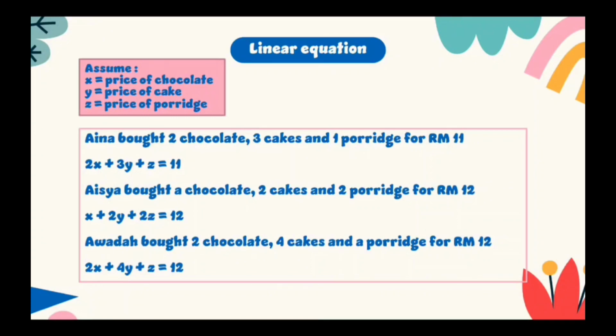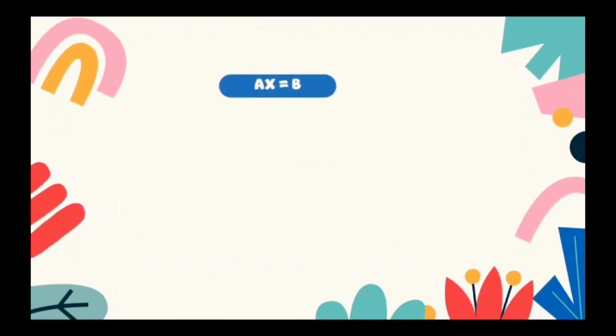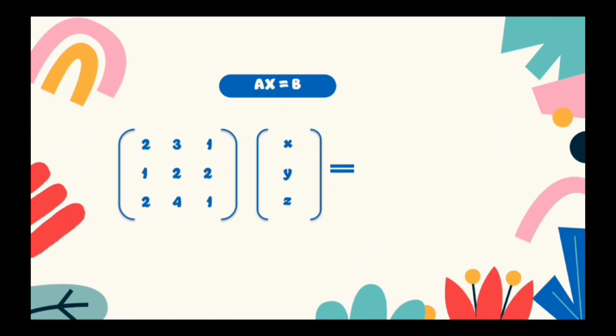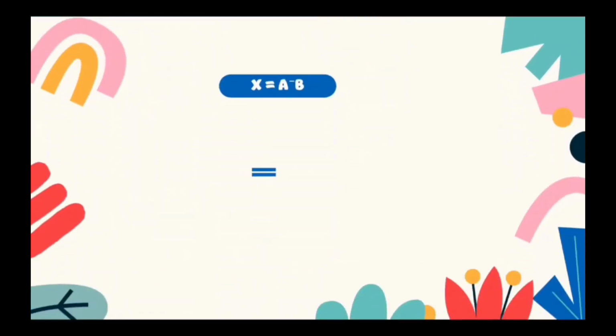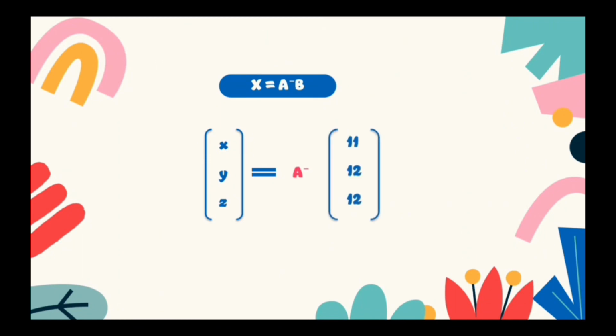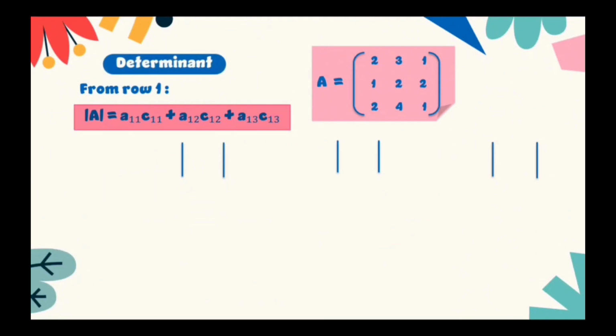Next, we need to rewrite the equations in the form of Ax equals B, where A is the coefficients, x is the variables, and B is the total price for each individual. From Ax equals B, we need to find x as the subject. To eliminate A, we multiply both sides with A inverse, where A inverse multiplied by A will result in identity. Now that we have x is equal to A inverse B, the next step in solving this equation is finding A inverse. Firstly, we need to find the determinant.